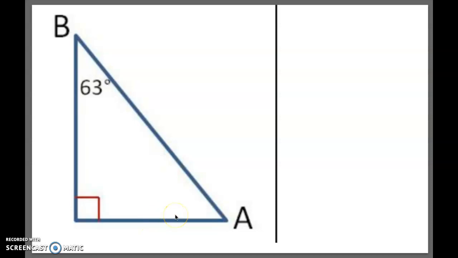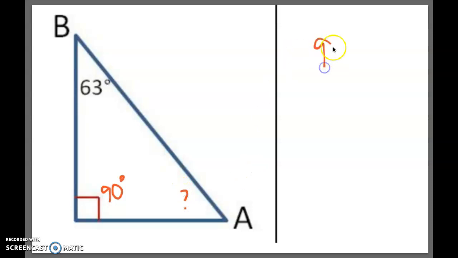So you may look at it and you may say, Ms. Osby, there's only one angle that's shown, but that's not true. Remember that box. What does the box mean? It's a 90-degree angle. So I have 90 degrees and 63 degrees, and I don't know what angle A is.